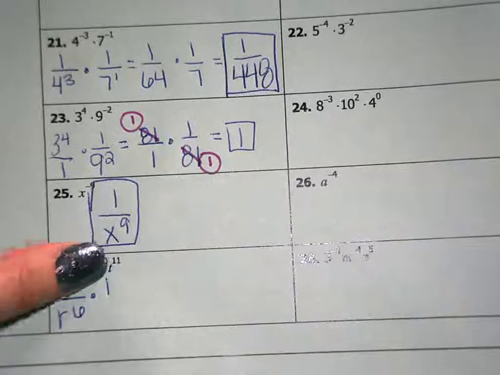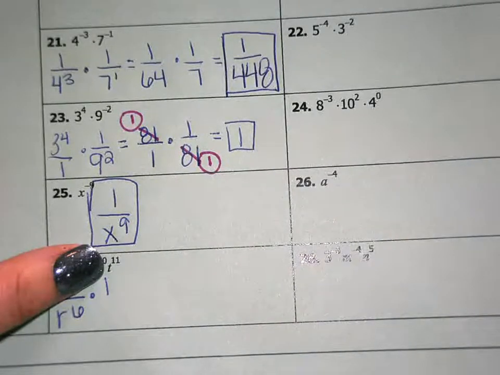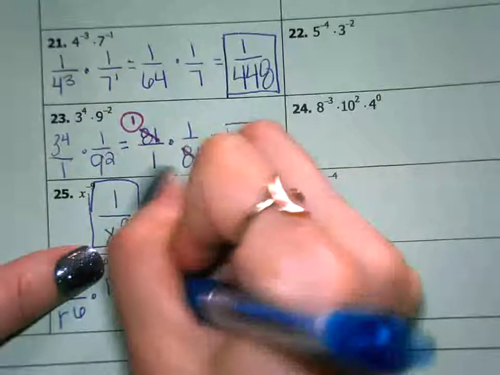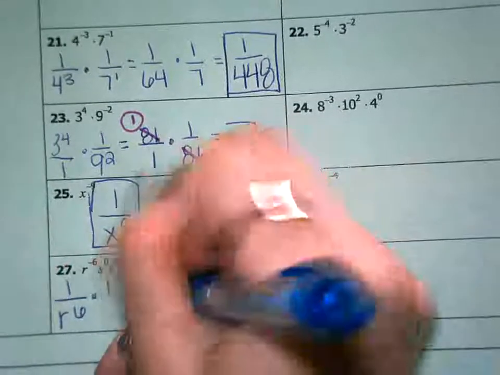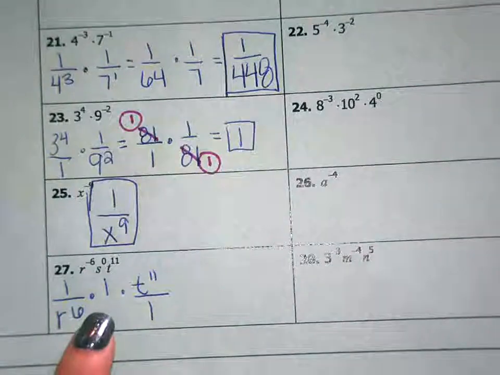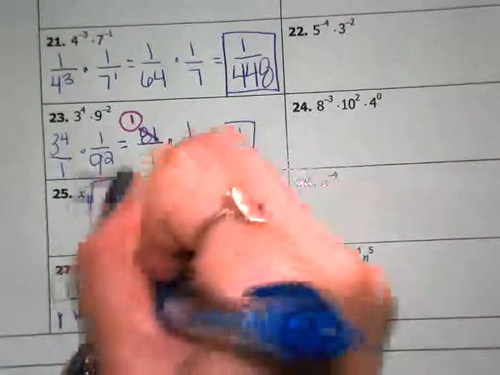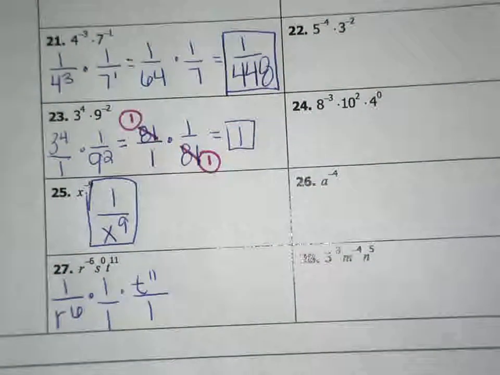Then it says t to the 11th. Do I need to rewrite that using positive exponents? Which means, how do I write it? T to the 11th power over 1. What should I put the t to the 11th over? 1. I would make them all fractions just because it'll help visualize a little bit easier for you. Doesn't mean you have to, but it's easier to visualize in my opinion.